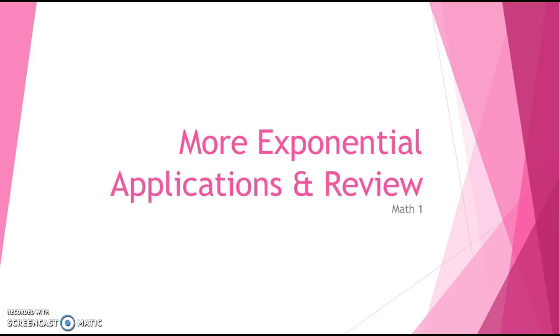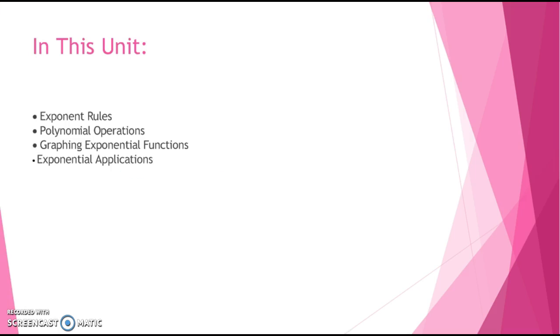So now we're going to take a second and go over some more application problems as well as review everything that's in this unit. So we started off with exponent rules. So that's simplifying your exponents. For example, x to the 4th squared would become x to the 8th. Okay, we had about 8 rules and we made a chart, so make sure you memorize that chart.